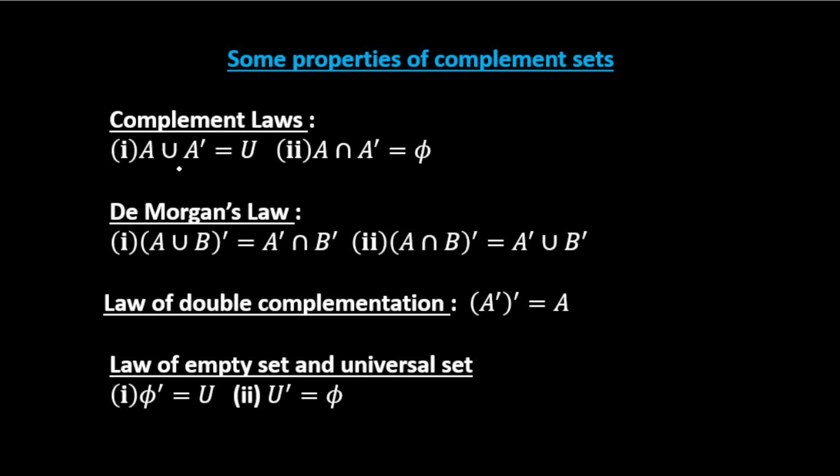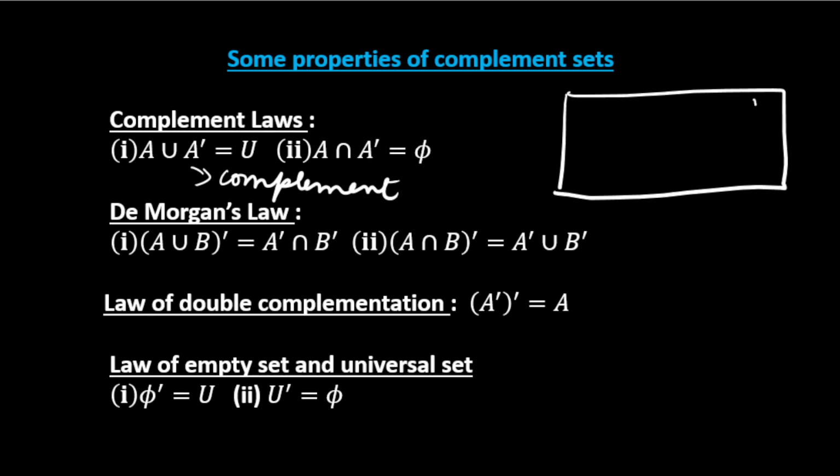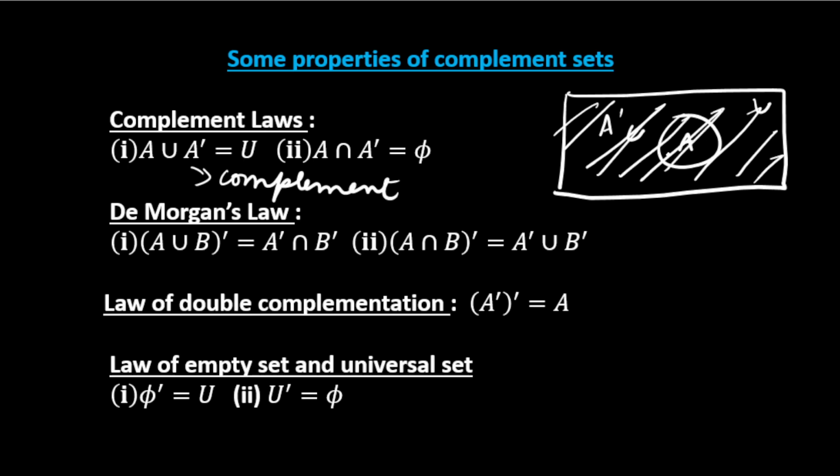So what are complement laws? A union A dash. A dash is the complement, as I have told you. If we do A union A dash, we will understand from the Venn diagram also. This is the universal set, this is A and this is A dash. If we are doing union of A and A dash, what will we get? We'll get this entire thing. And what is this entire set? This is our universal set. So A union complement of A is equal to the universal set.